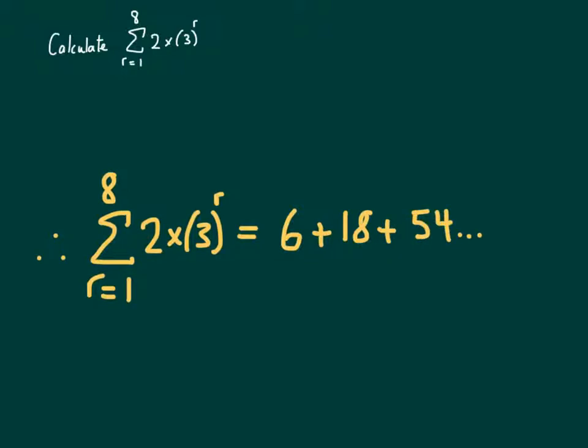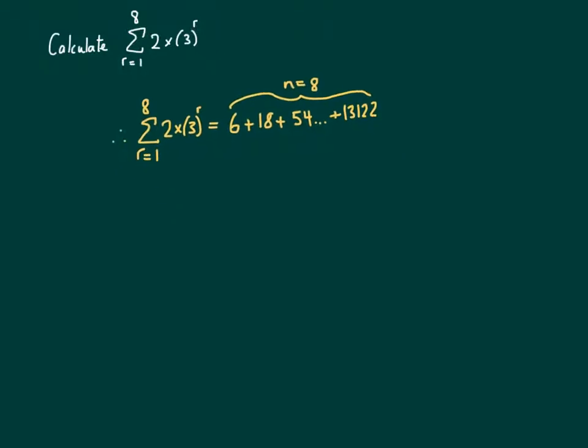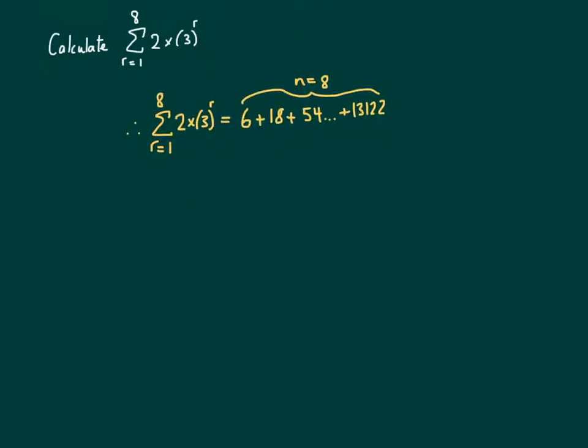plus 2 times 3 cubed, which is going to be 54, all the way up until we're doing 2 times 3 to the power 8, which would be 13,122. So we've got 8 terms there altogether. All we need is the common ratio, the first term, which by the way is 6, the common ratio, as you can see, is 3, and n is equal to 8.